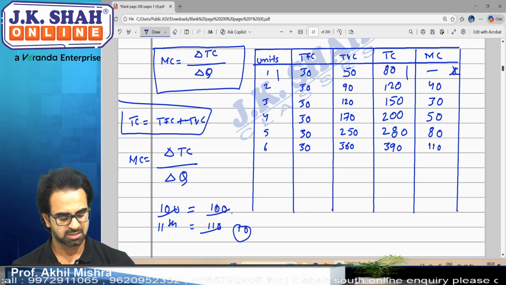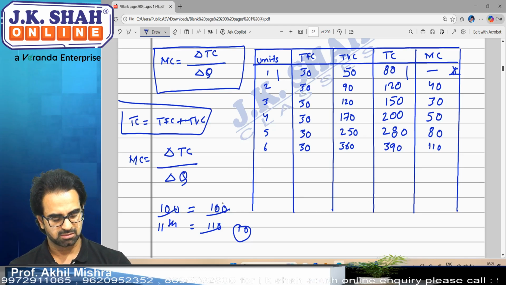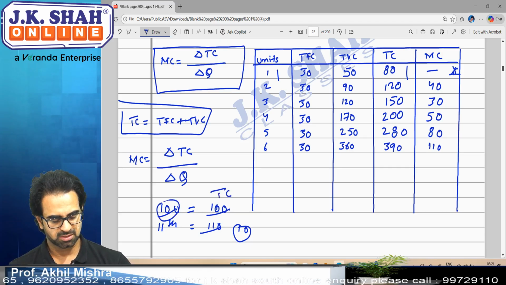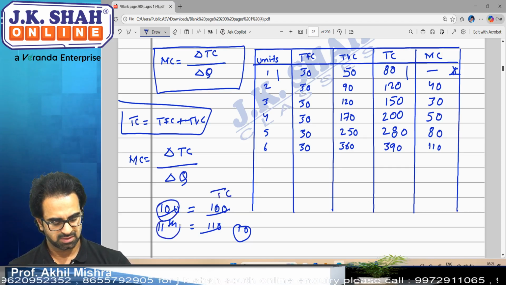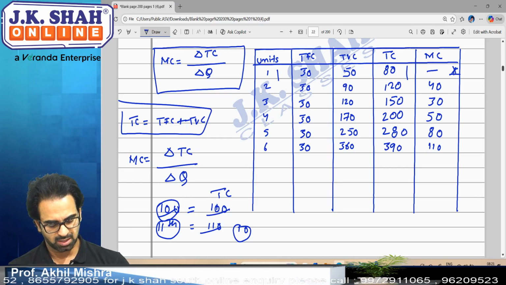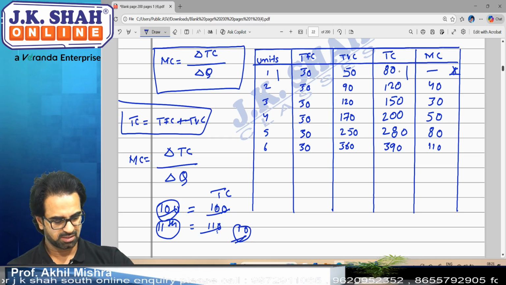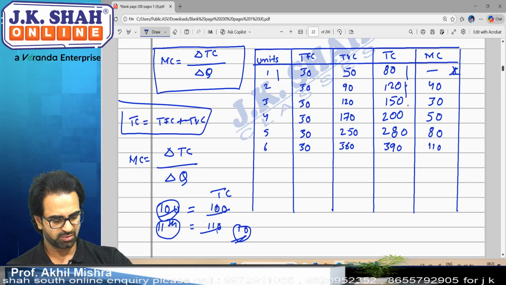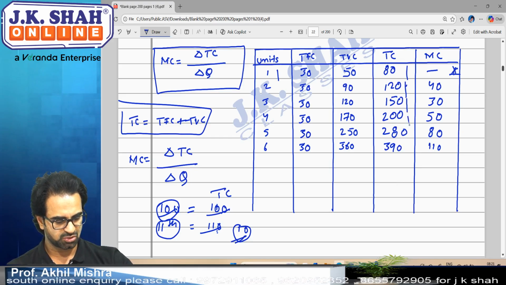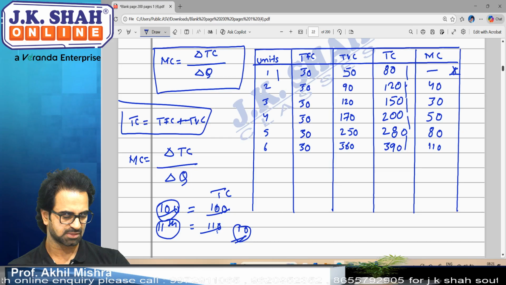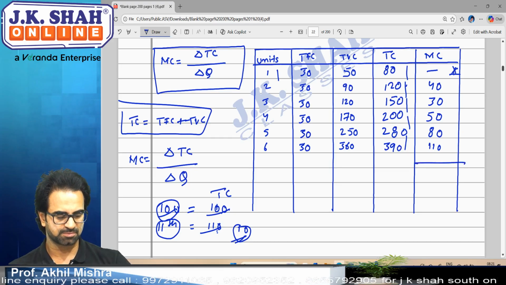Okay, so see, 10 units is 100 rupees total cost, 11 units is 110. So what's the difference? 100 to 110, 10 is the marginal cost. Same thing I'm doing here. The difference between the total costs is nothing but the marginal cost.